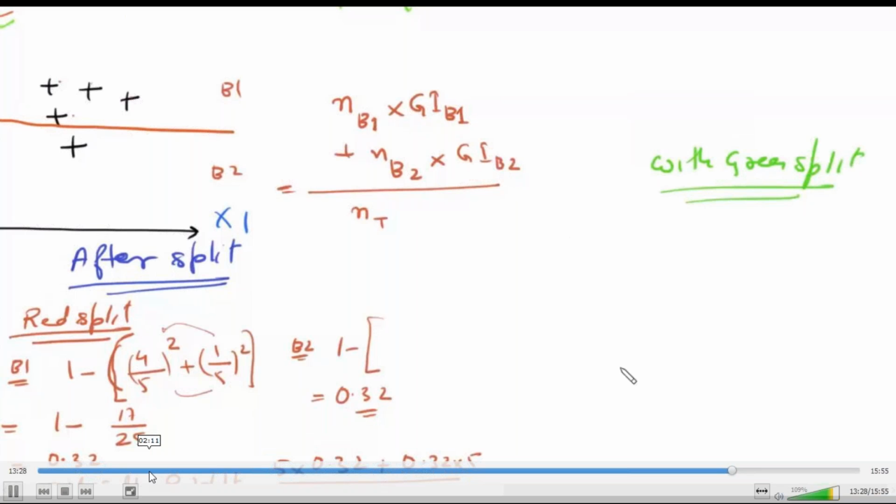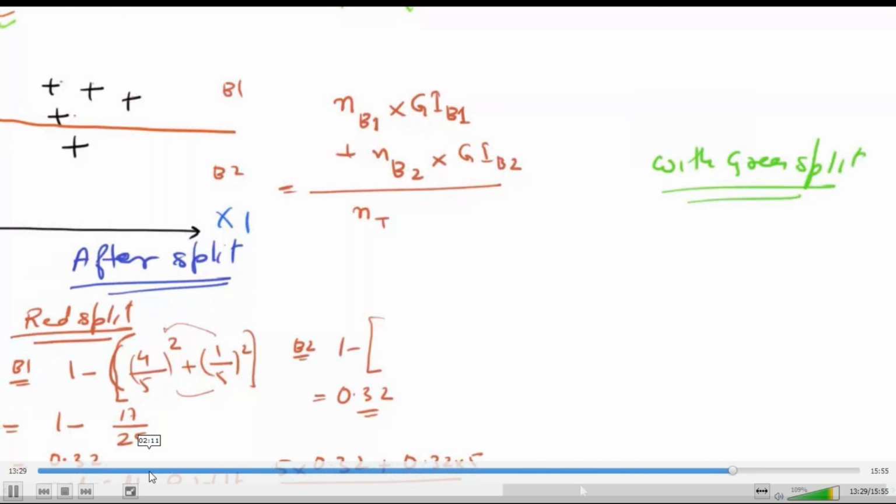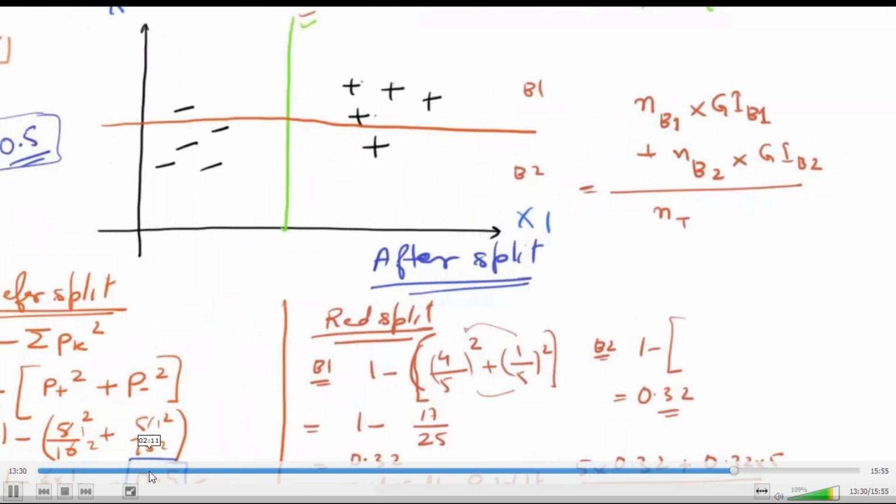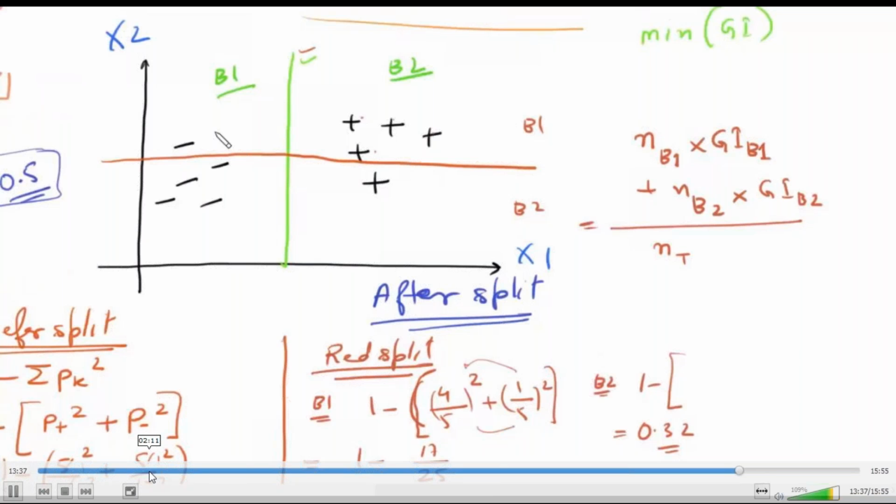So again, even when we do a green split, we divide the points into two buckets. So this is my bucket 1 and bucket 2. Let's calculate the Gini index for the first bucket. So we can see the first bucket has only minuses. I have 5 minus points.